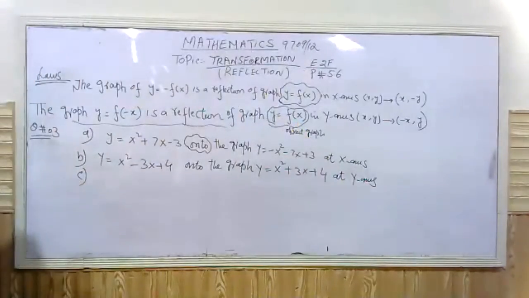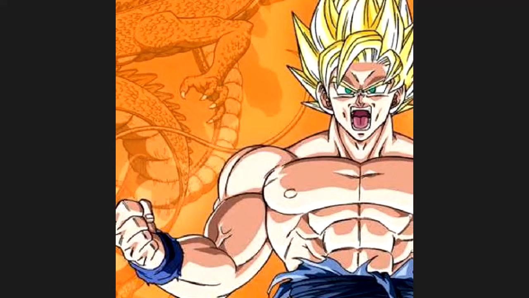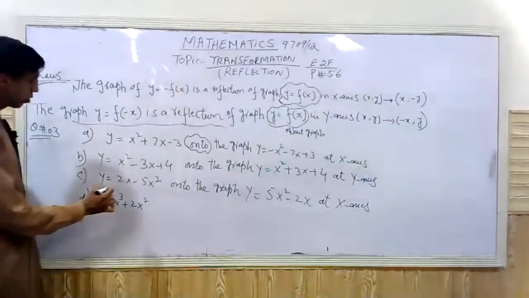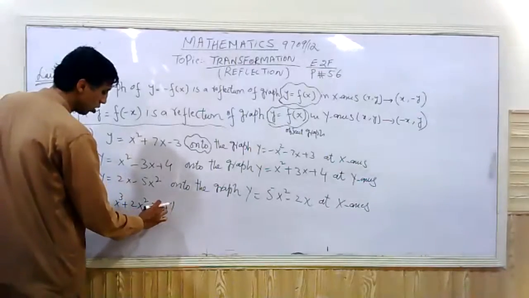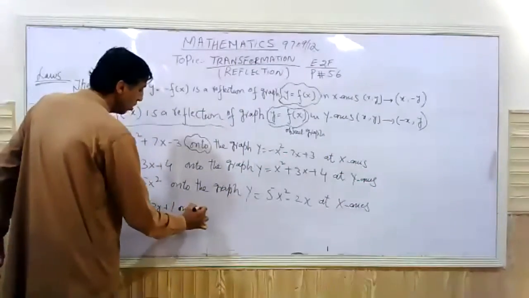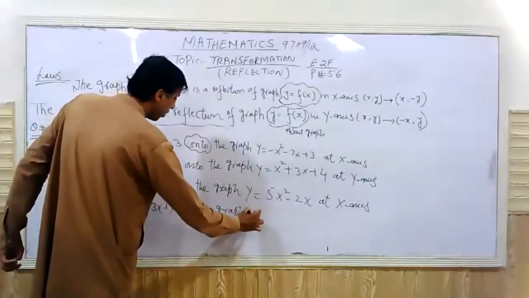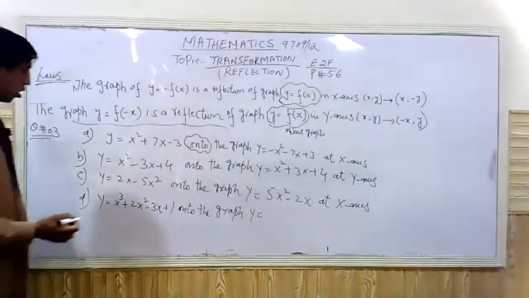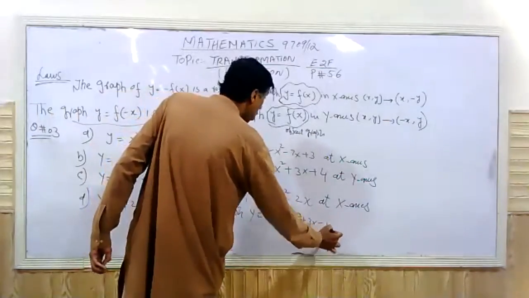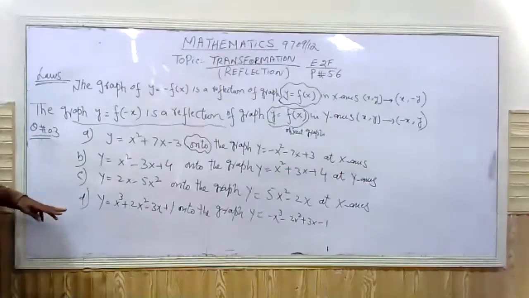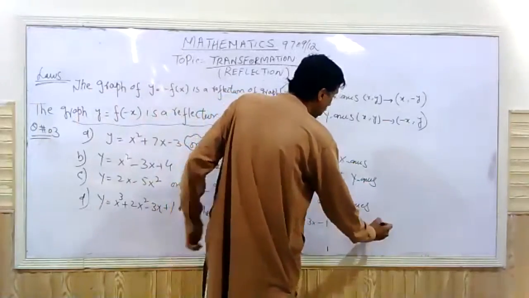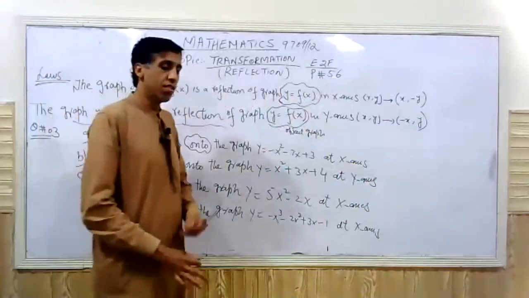The C part of this exercise. Now if you compare these two equations, if I multiply this by minus sign, I will get the image equation. It means it is also at x-axis. I think you found reflection easier than translation. This is all about the reflection.